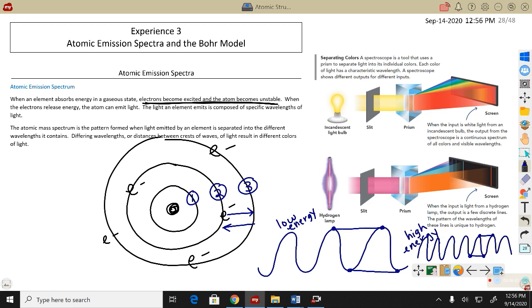Each color of light has a characteristic wavelength that now we can kind of see as we separate that light into its different wavelengths and different energies. When the input is white light from an incandescent bulb, the output from the spectroscope or the prism is a continuous spectrum that has all wavelengths and frequencies. So we're not just talking ROYGBIV. It's like every possible shade of red and orange. And it's a continuous rainbow that has all possible shades of all visible colors.